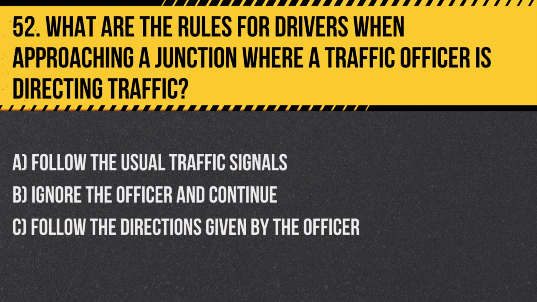Question 52. What are the rules for drivers when approaching a junction where a traffic officer is directing traffic? A. Follow the usual traffic signals. B. Ignore the officer and continue. C. Follow the directions given by the officer. Answer C. Follow the directions given by the officer. Traffic officers' directions override usual traffic signals and signs.